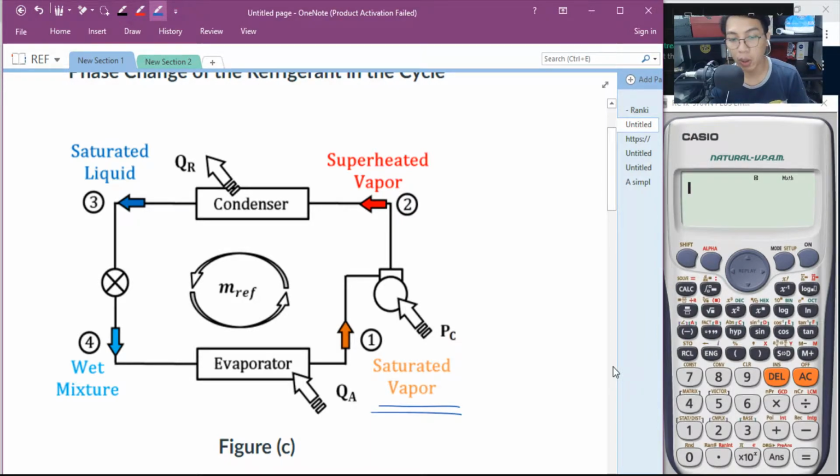Now, going inside your compressor where work will be consumed to compress your saturated vapor, what will happen after that? After isentropic compression, your vapor or your refrigerant will become superheated vapor. So, that has its own table.